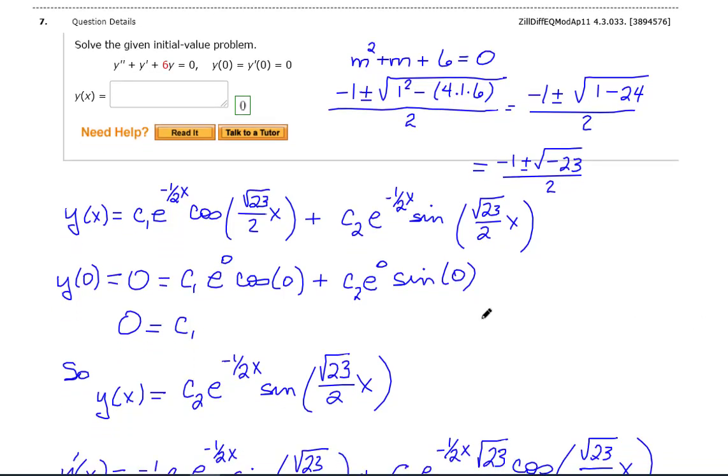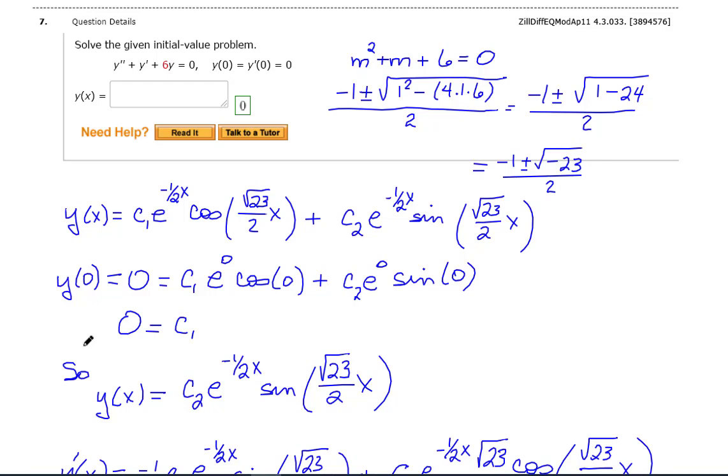All right, in question 7. So we see here m squared plus m plus 6 is 0. Which gives us a nasty looking problem. So I've got minus 1 plus or minus, I get an i here from this part, over 2. And so I get a rather ugly looking solution. But y at 0 is 0. And when I plug all that in, I see c1 is 0.